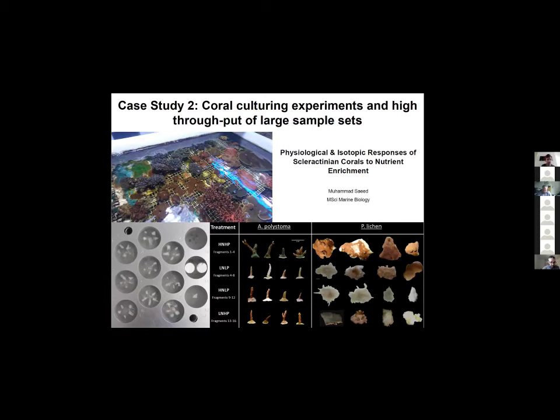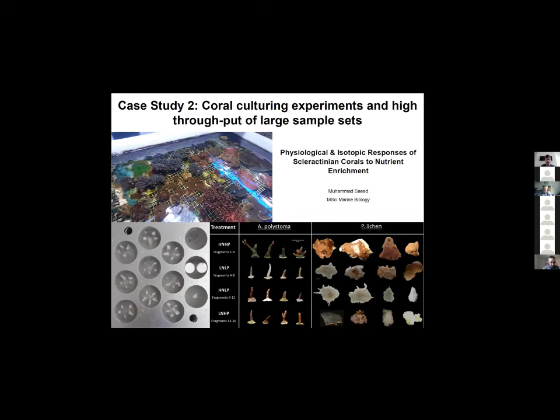But a number of natural environmental factors can change the nutrient budget available to these corals, and sometimes this leads to nutrient enrichment and even eutrophication. So whilst we know that imbalanced enrichment of nutrients can have detrimental effects on coral physiology, we don't really know how this affects the mechanisms behind biocalcification, or how it might affect some of the key geochemical properties that we use.